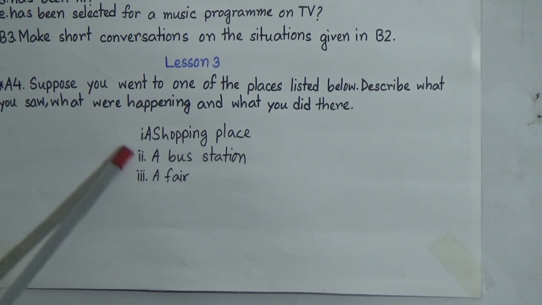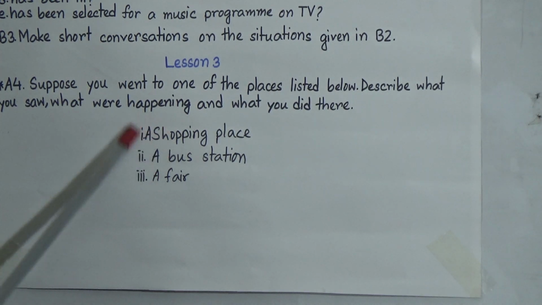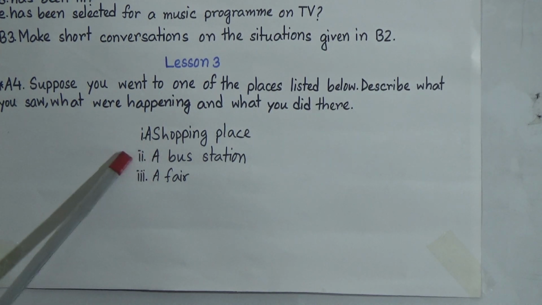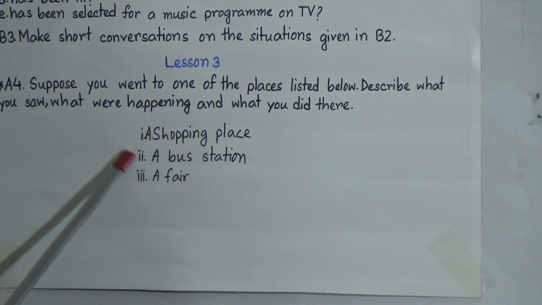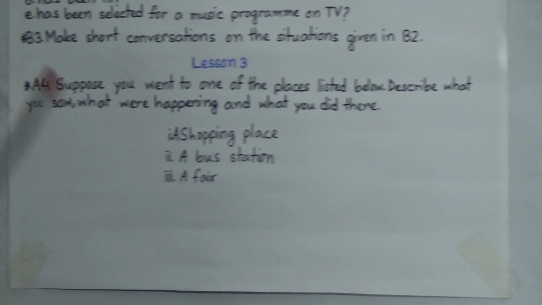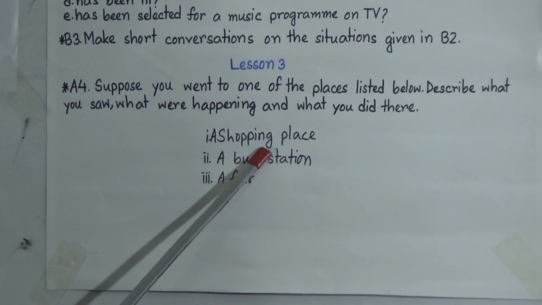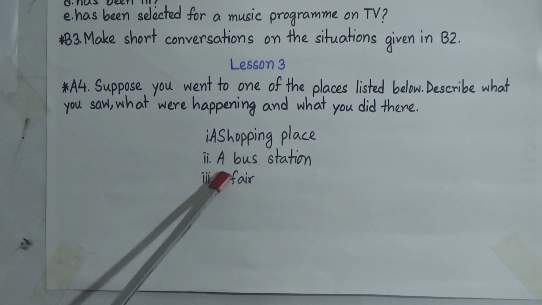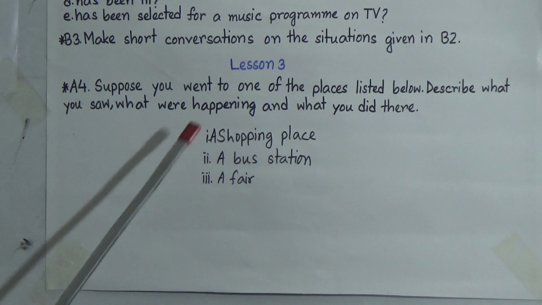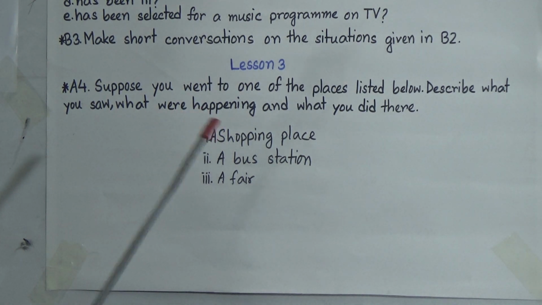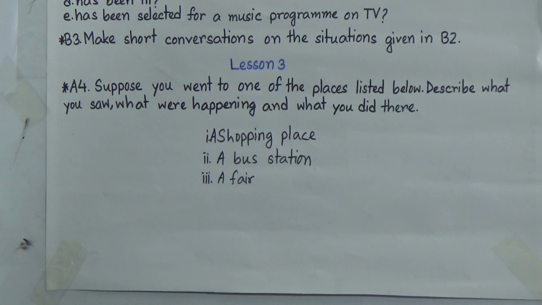So now look, you will choose any one, either 1 or 2 or 3. You will choose any one topic, any one of the places, and then you will describe what you saw there, what was happening there, or what you did there. So you will write it by yourself. And now you can look at your book, page number 7. So you can take the help of your textbook.